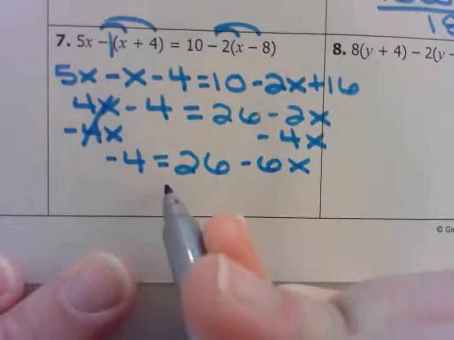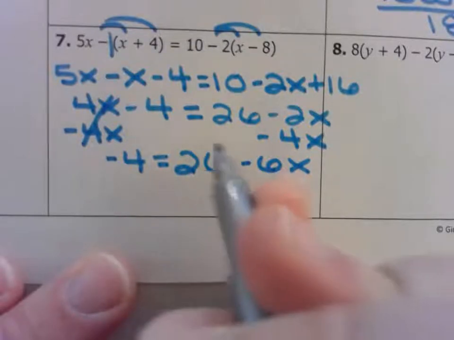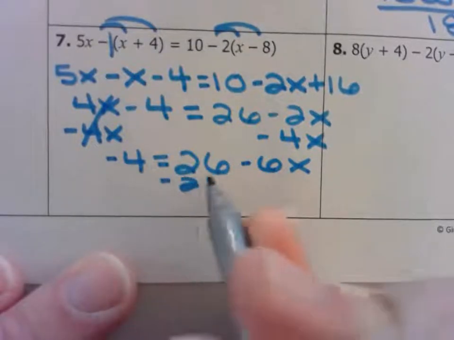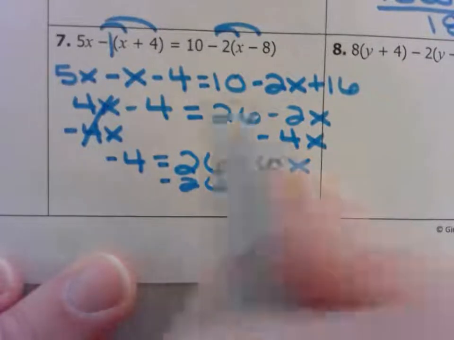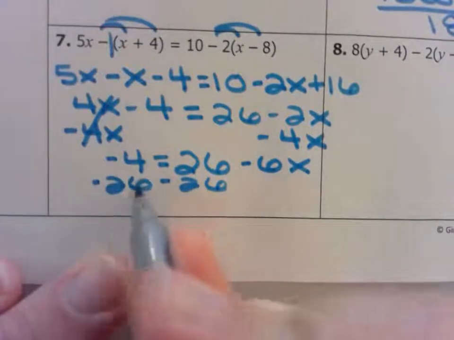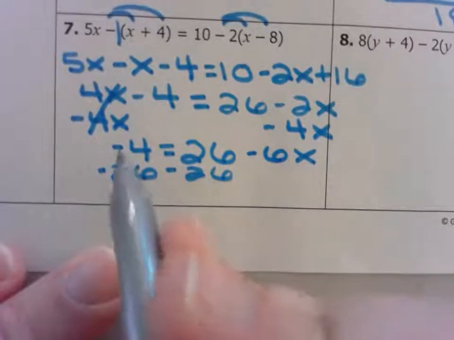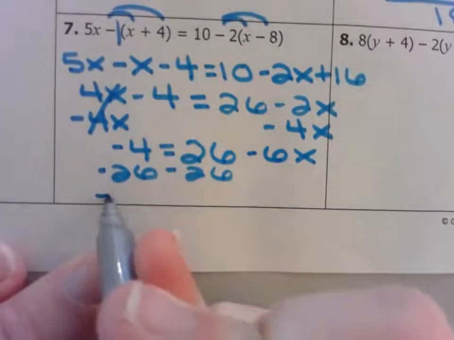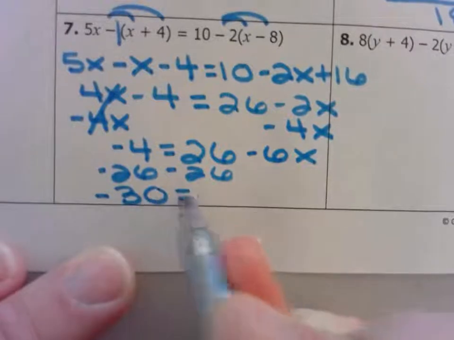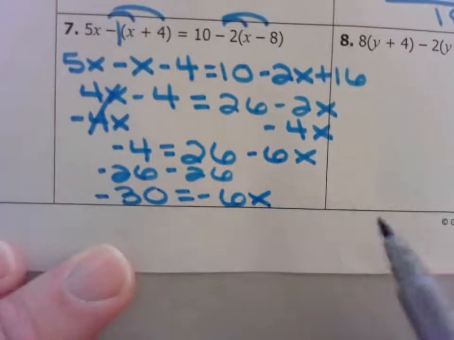Subtract 26. This is a positive. There's no sign in front, so subtract 26. That negative goes with the 6x. Subtract 26. Start from the left. What's negative 4 minus 26? Negative 30. Negative 30 equals negative 6x.